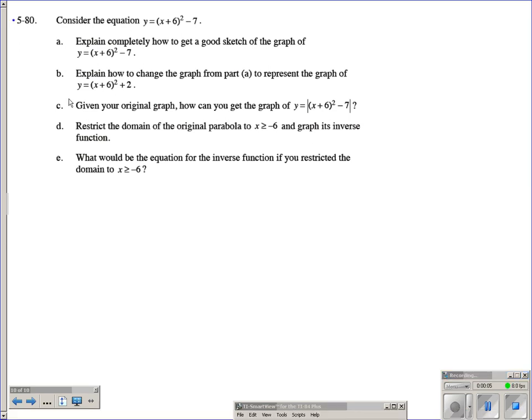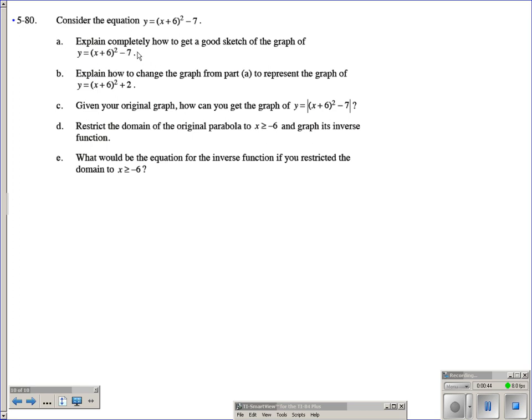Here we go. Problem 5-80. Consider the equation y equals the quantity of x plus 6 squared minus 7. Letter A. Explain completely how to get a good sketch of the graph of y equals the quantity of x plus 6 squared minus 7.